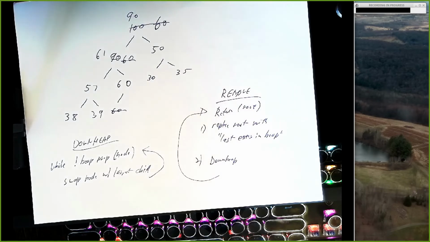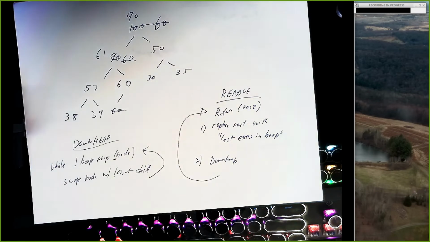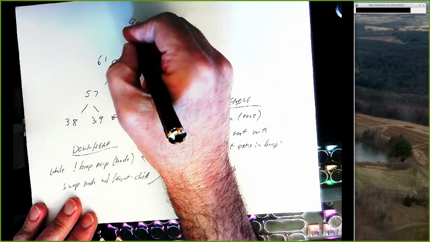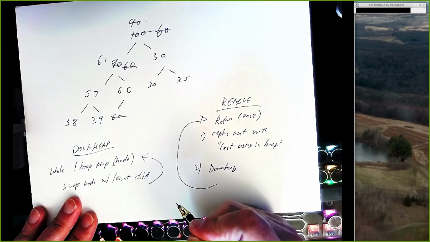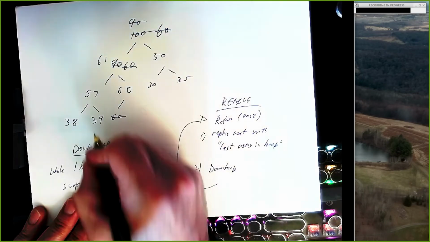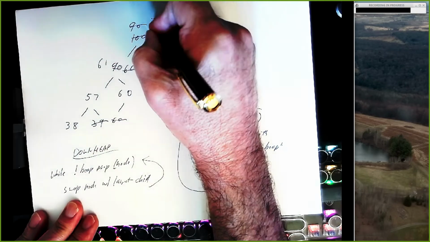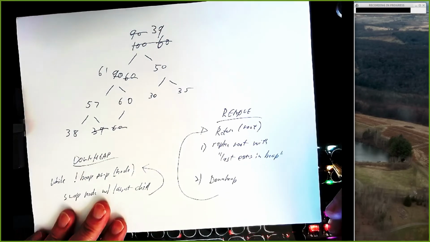Alright, so if we want to remove another number from the heap, what are we going to remove? We're going to remove the 90. That's the largest thing in the heap. Now we're going to take the last thing in the heap, which is a 39, put it up to the root, and we're going to downheap.